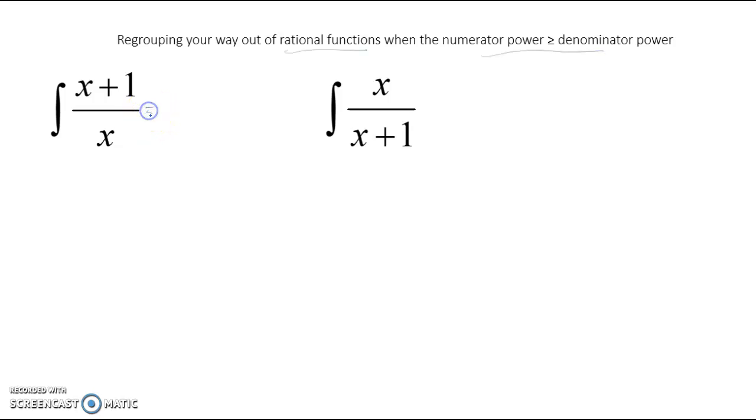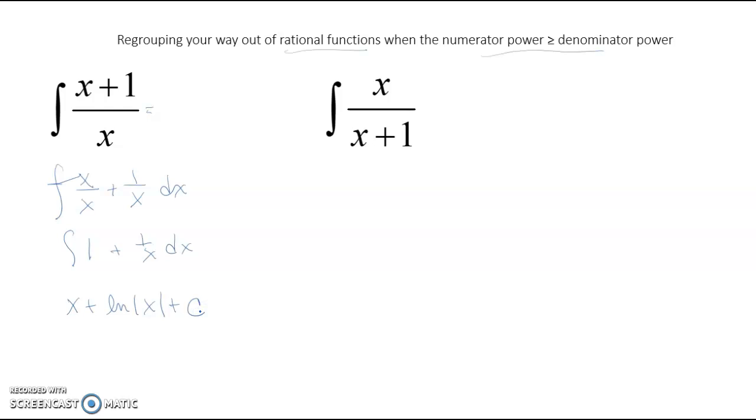We got this. We're going to break this up into x over x plus 1 over x. So really, we're just doing the integral of 1 plus 1 over x dx. So we've got x plus ln x plus c.